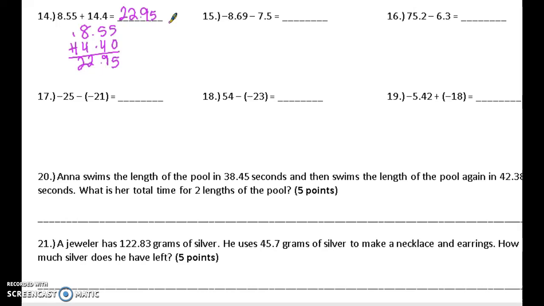For 15, I'm subtracting, so I'm going to use additive inverse to turn it into an addition problem. Keep your first number, change subtraction to addition, take the opposite of the second number. Now my signs are the same, so I add by lining up my decimals. Put any zeros that you need for a placeholder. 9 plus 0 is 9. 6 plus 5 is 11. 8 plus 8 is 16. Bring down your decimal. Both numbers are negative, so my answer is negative 16.19. Negative 16 and 19 hundredths.